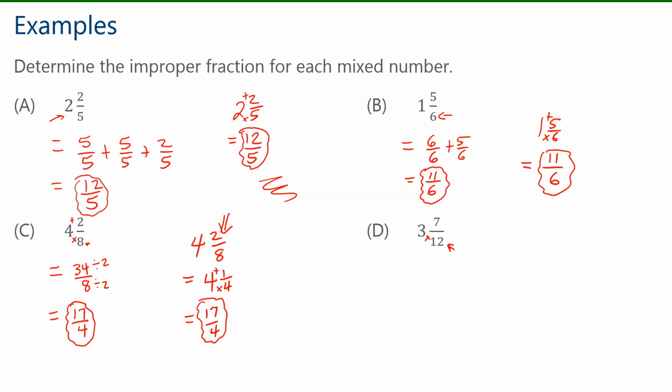In D, so we have 12 times 3. Add on the 7. Okay, so 12 times 3 is 36. 36 and 7 is 43. All over your denominator, which is 12. And believe it or not, that is simplest form.